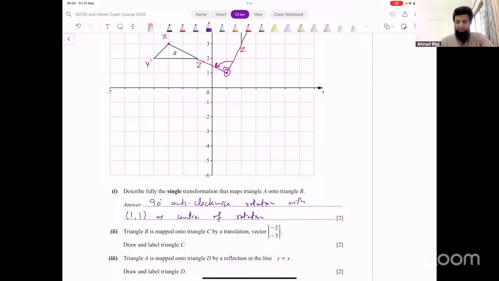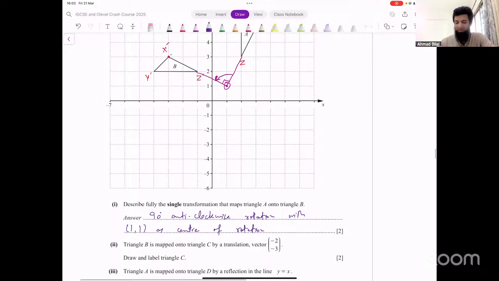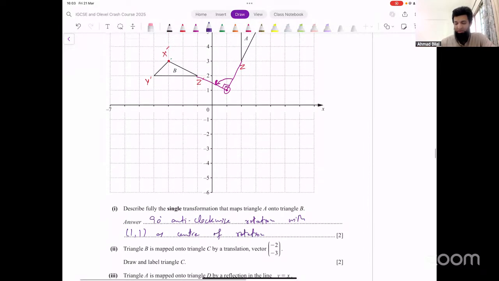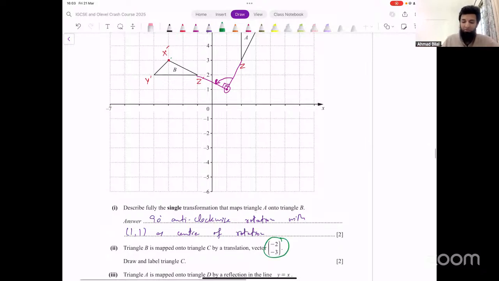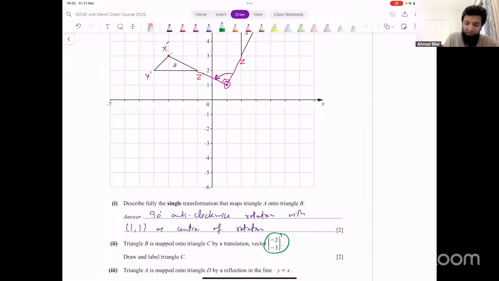Let's move on. It says triangle B is mapped onto triangle C by a translation vector (-2, -3). Draw and label triangle C. That's pretty straightforward. B is mapped onto another triangle with a translation, 2 left, 3 down. Okay, let's take any point. Let's take Y, for instance. 2 units left, 3 units down. That's the corresponding point for Y. And then Z, 2 left, 3 down. That's going to come here. And you can draw X accordingly. 2 left, 3 down. This is what the triangle turns out to be.